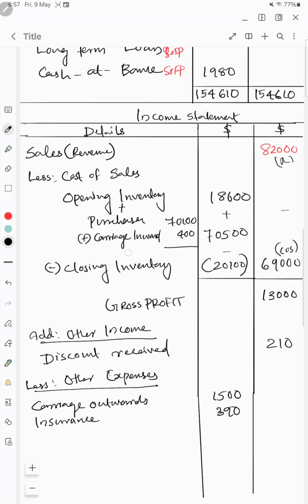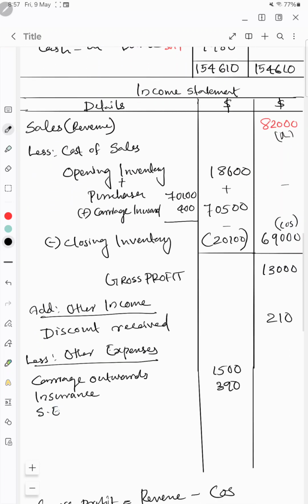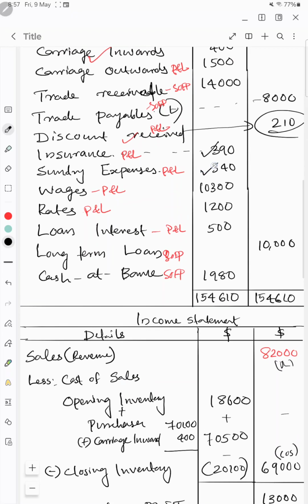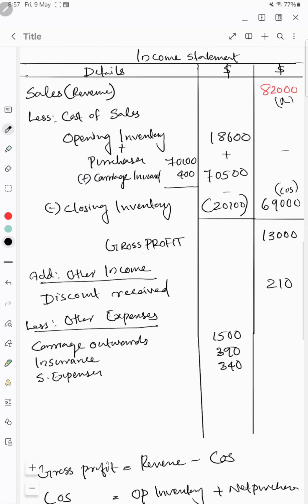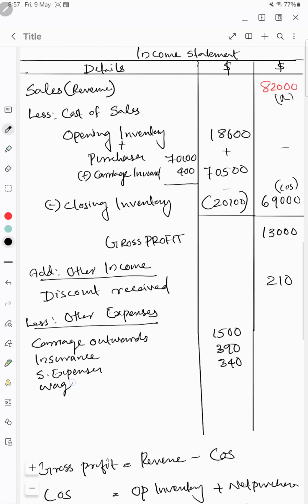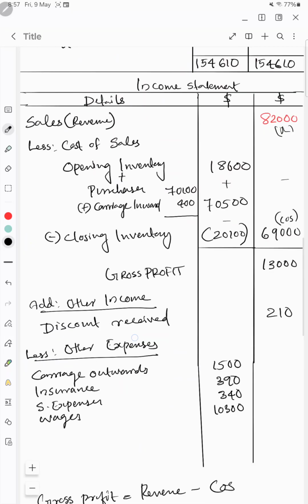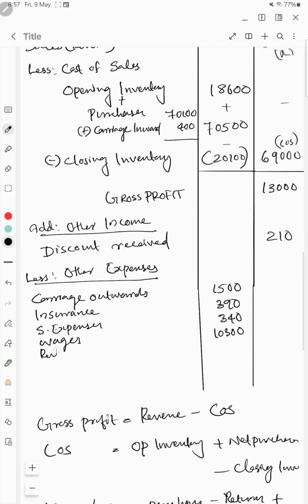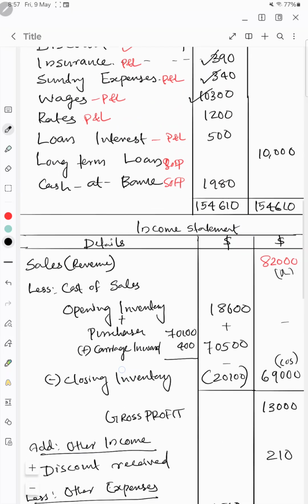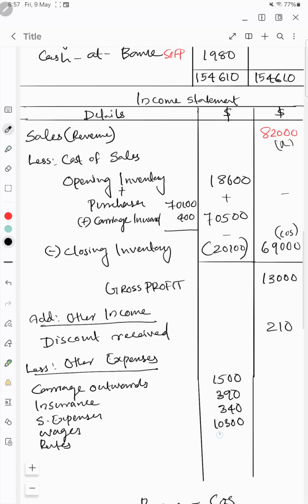Sundry expenses 340, sundry expenses 340. Next, wages 10,300, wages 10,300 taken. Rates expense, okay, rates 1,200.